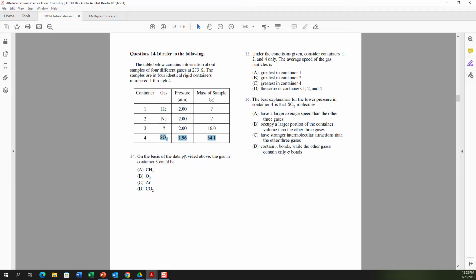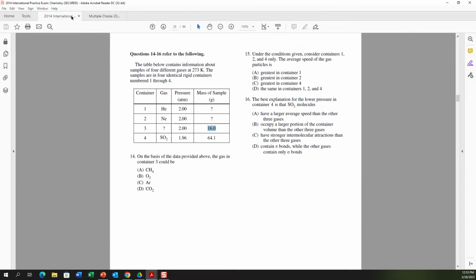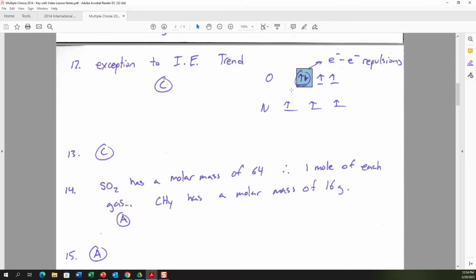So on the basis of the data provided above, the gas in container 3 could be, of these gases, which one is this? Well, it's which of these gases has a molar mass of 16? And it's methane. So choice A. Okay. Under the conditions given, consider containers 1, 2, and 4 only. The average speed of the gas particles is going to be the greatest in the gas particles which are the lightest. So same temperature means same average kinetic energy. Lighter particles are faster. So helium is the lightest of the particles here. So container 1, that contains the helium. Okay.